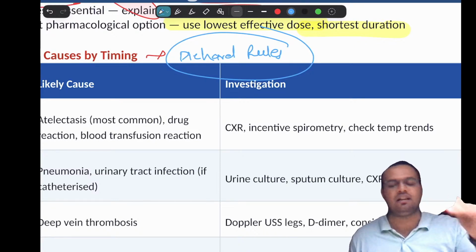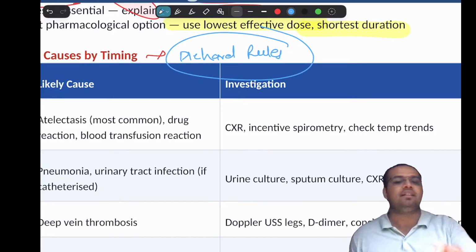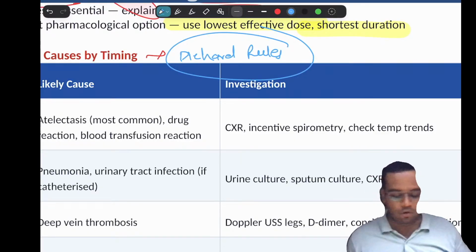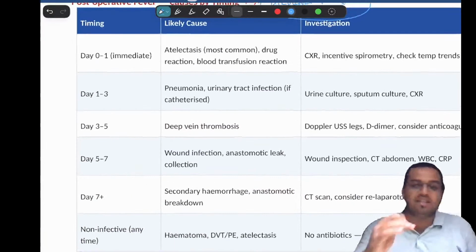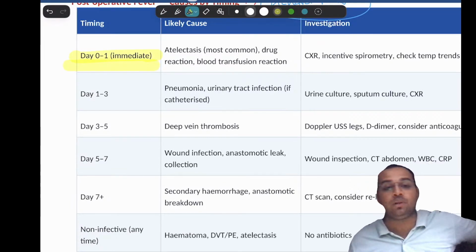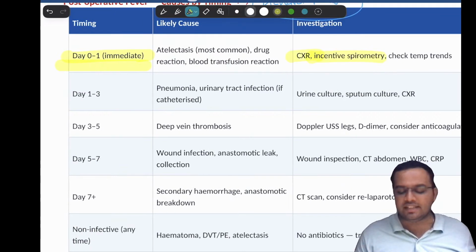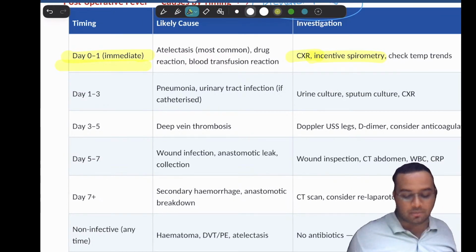So that was an average estimation of everything, but it is not a die-hard rule that this day means this system is involved. So what are the basic things? Immediately post-operative, we saw that the patient develops atelectasis. The patient might have pleural effusion, and that is the reason the patient develops fever. Here you don't need to do anything. A chest X-ray is enough, and start him on incentive spirometry.